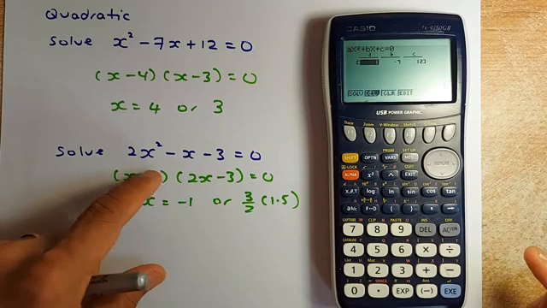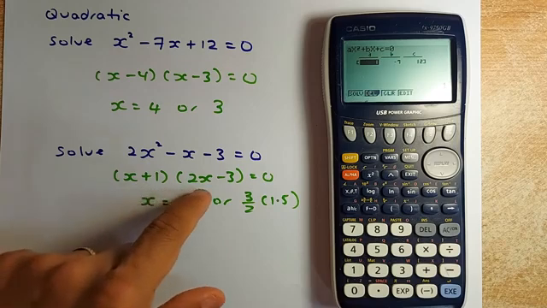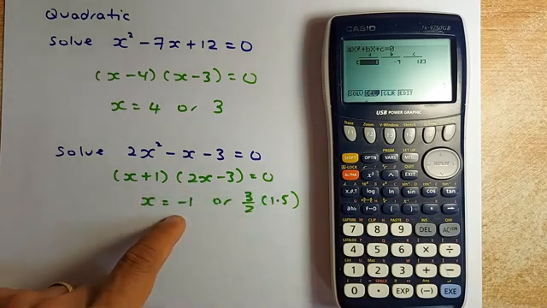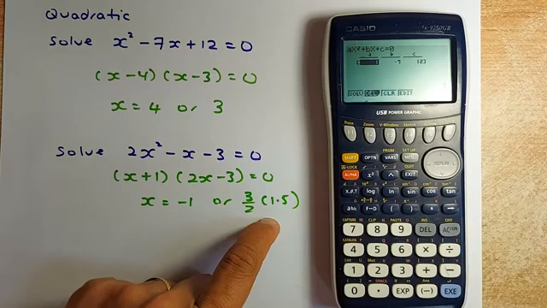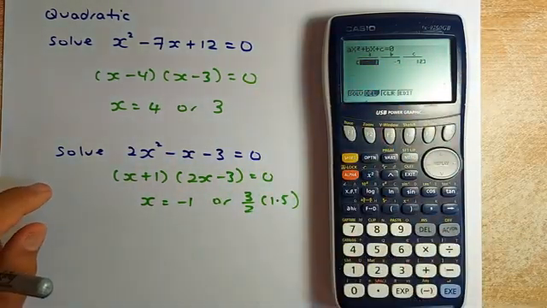Okay, now we shall do the second equation, more complicated. Now we have 2x squared minus x minus 3 equal to 0. So what you do, you're going to factorize them. I've done it beforehand, so x plus 1, 2x minus 3, and the answer is -1 or 1.5. So where do you put in? It must be that form, ax squared plus bx plus c.